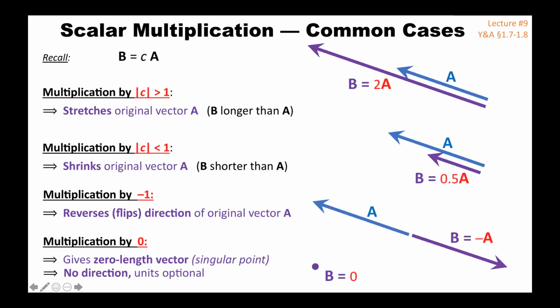Now, just briefly before we do some more complex numerical examples, let's consider a couple of really common cases. What if we have a coefficient, a scalar, pardon me, that is bigger than 1? If we're multiplying by a scalar that's bigger than 1, then the resulting vector B will be, quote unquote, stretched and longer than vector A.